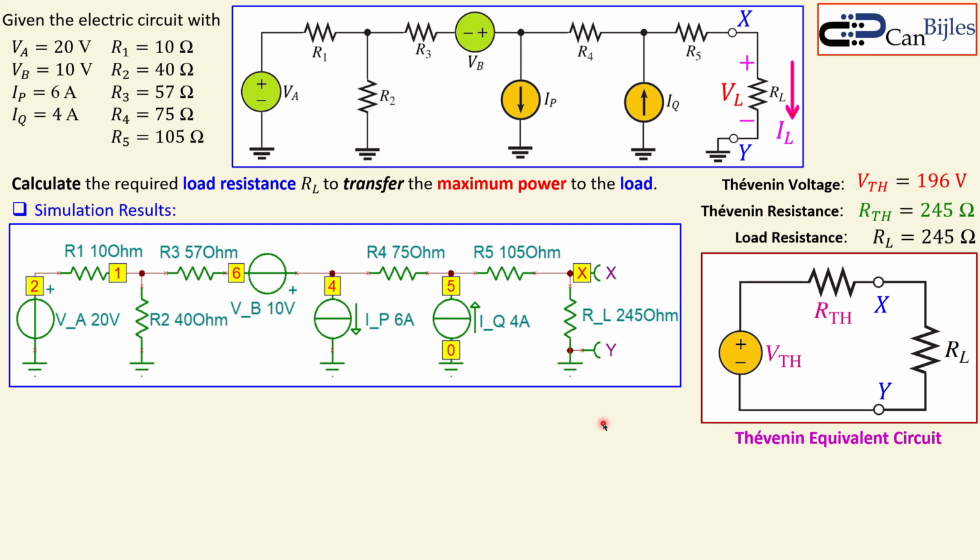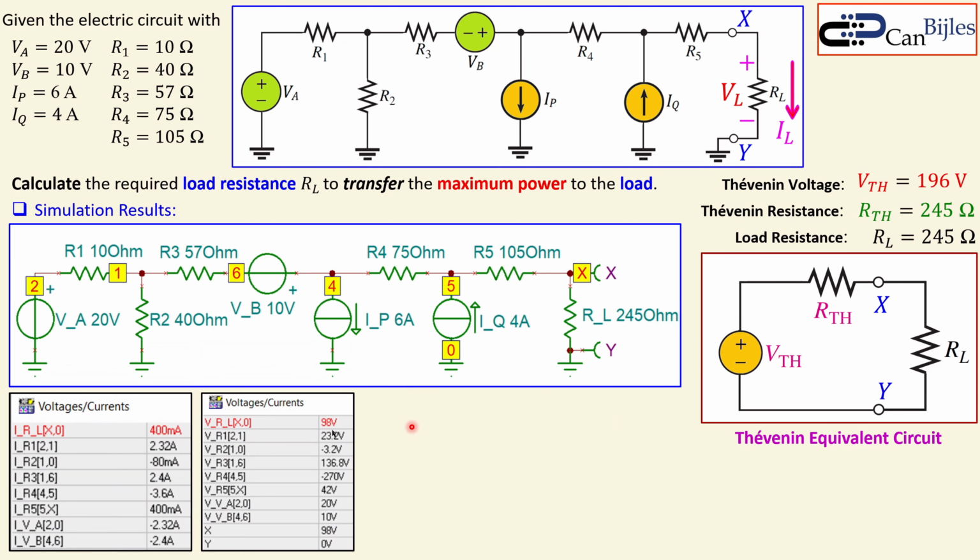Now, let's check what we measure here. You can see it measures 400 milliamps here through this resistor. And there's also a voltage of 98 volts across this resistor or load. And those are shown here, highlighted in red.